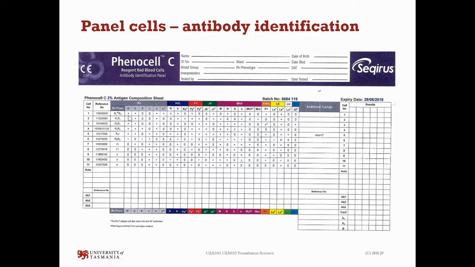Okay, so that's the panel cells and the screening cells, but they both have to follow the same rules, and that's the ANZ SBT guidelines. I think they are on page 21 of your method manual. So have a look at those guidelines. They're really, really important.